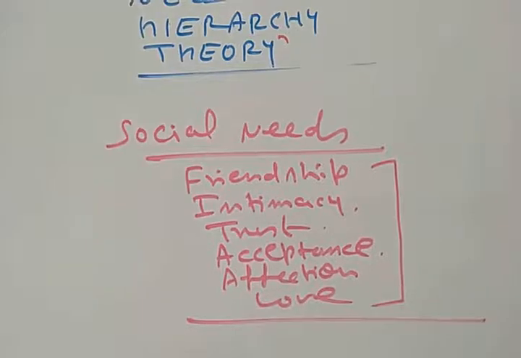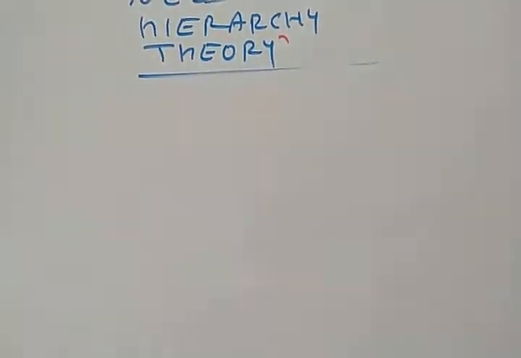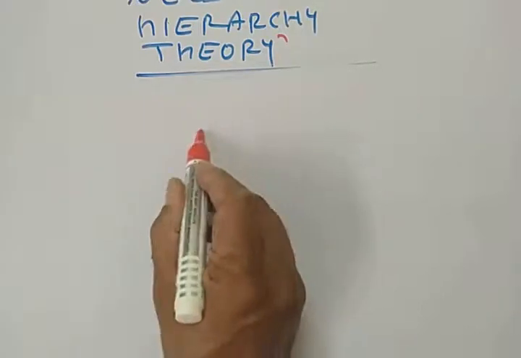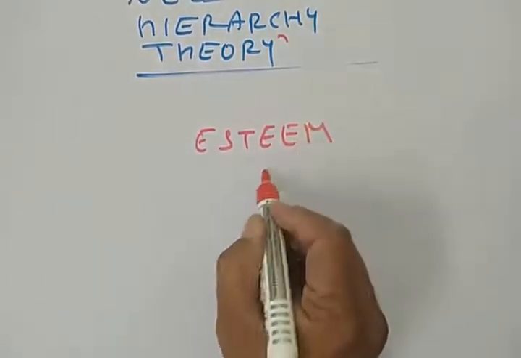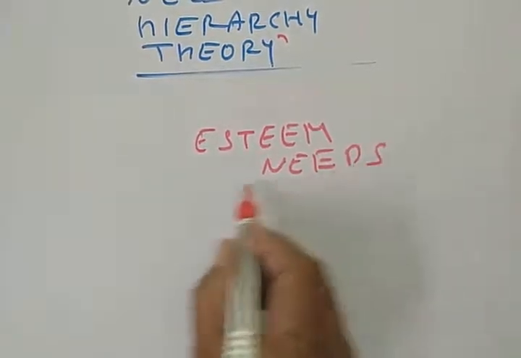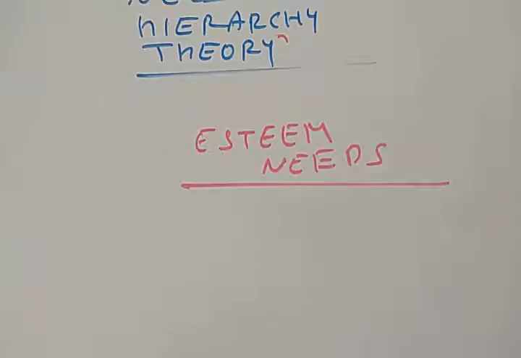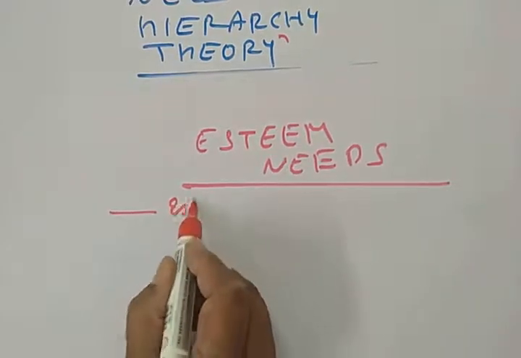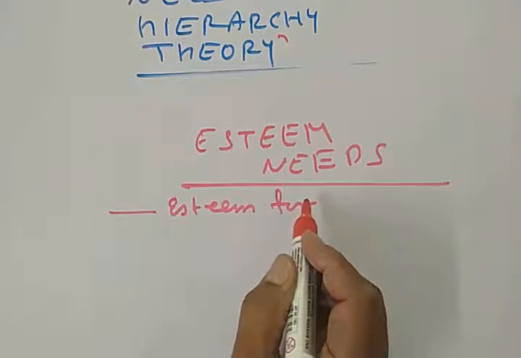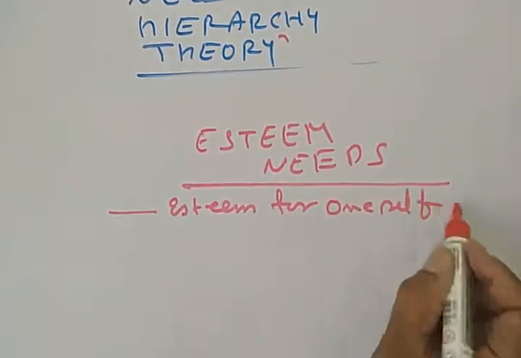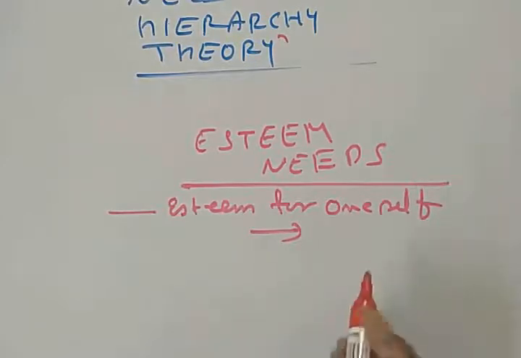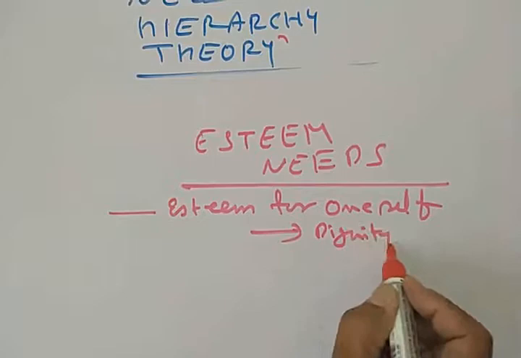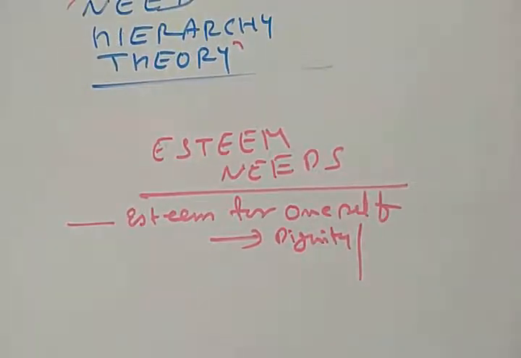Clear? Next one, we go to higher needs. After social needs, which are also known as social affiliation needs, we go to esteem needs. What are esteem needs? Esteem for oneself, like dignity. You say, I have my own dignity. Right? This is the esteem for oneself.